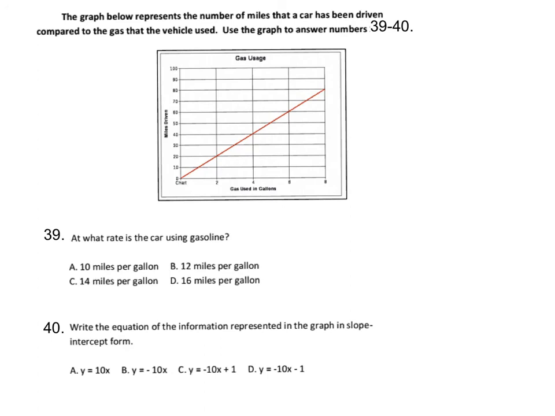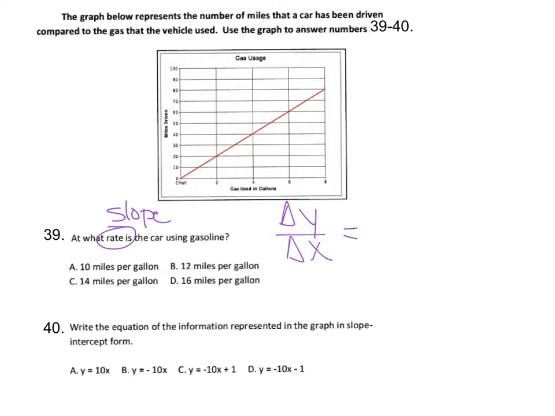Okay, we have another graph. It says the graph below represents the number of miles that a car has been driven compared to the gas that vehicle has used. Use the graph to answer the questions. So 39 says, at what rate is the car using gasoline? Remember, rate is slope.